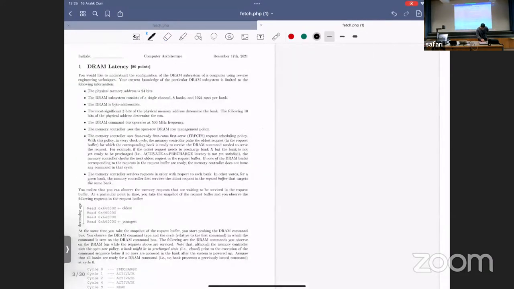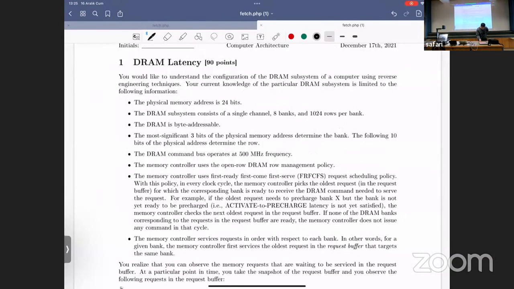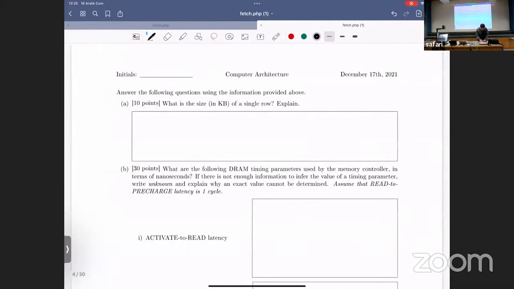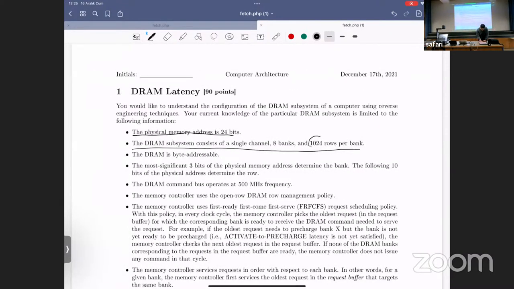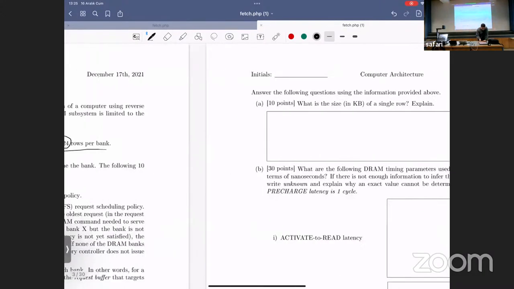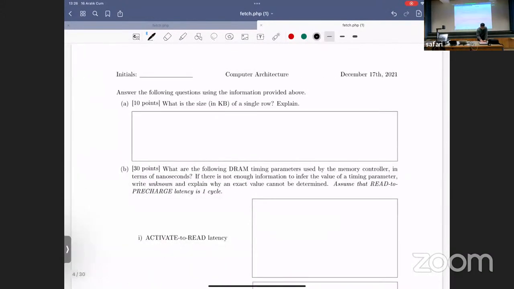The first question asks, what is the size of a single row? For this, we need this and this information. The first bullet tells us physical addresses are 24 bits large. The second bullet tells us that there are 1,000 rows per bank and 8 banks in total in a single channel. The third bullet says that the DRAM is byte addressable, so every physical address will address a byte. And the most significant 3 bits of the physical memory address determine the bank, and the following 10 bits determine the row. So we will use these 4 bullets to solve the first question.